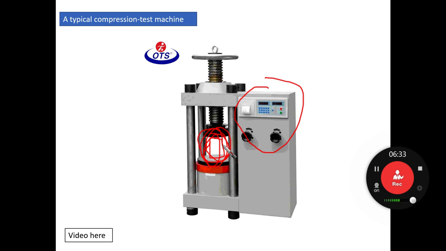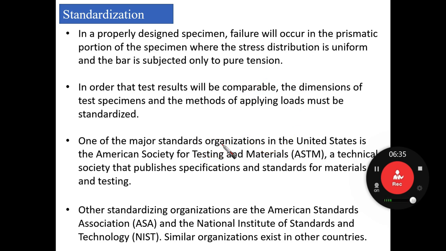Now let's go to the next part, which is the standardization of the tests and so on. In a properly designed specimen, failure will occur in the prismatic portion of the specimen where the stress distribution is uniform and the bar is subjected only to pure tension. I mentioned this. The stress distribution is uniform. We are keen for the stress distribution to be uniform always, in the prismatic bar.